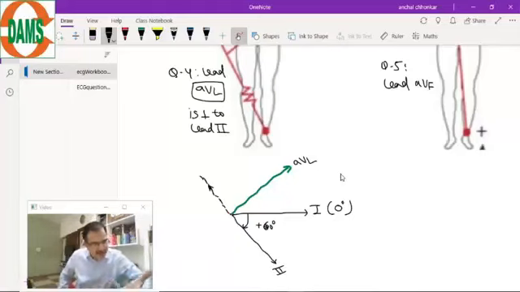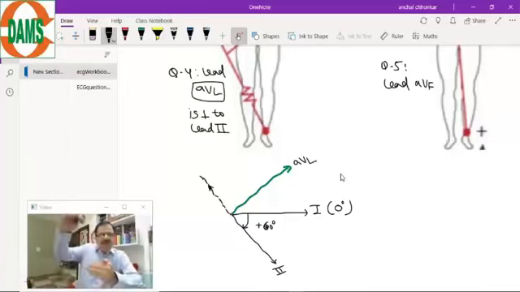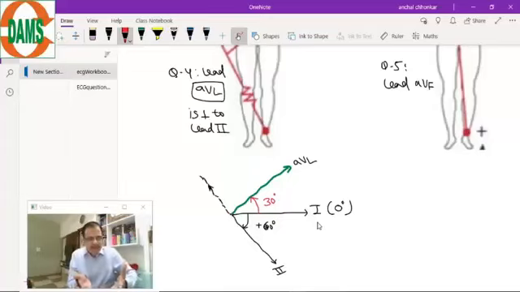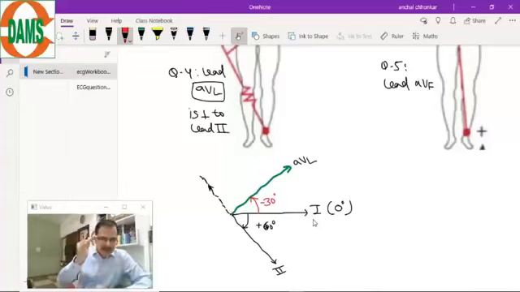Yes, it will be 30, the remaining is 30 degrees, but it is going above the line. Anything above the line, physiologically we take it as minus. So this will be the angle of AVL in relation to lead 1, a 30 degree angle, minus 30 degrees. Here I will write minus 30 because it is going above the 0 degree line. Very nice. Now the second question, what is the axis of AVR?